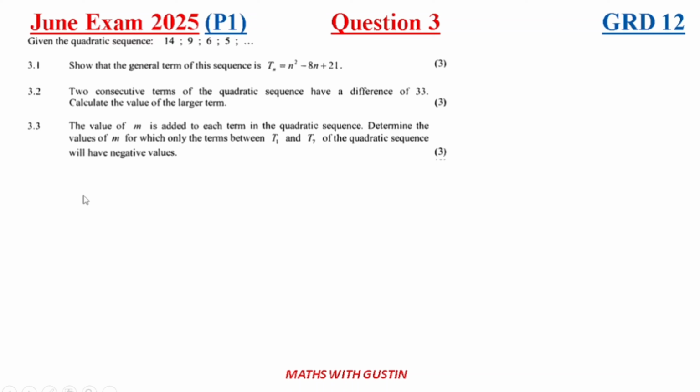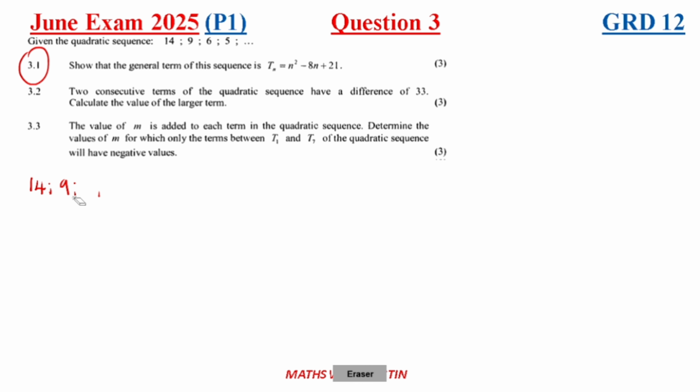Here we are with question 3. Given the quadratic sequence 14, 9, 6 and 5. Now the question 3.1, they said we need to show that the general term for this sequence is given by t n is equals to n squared minus 8n plus 21. Right, so I always like it when they tell us if it's quadratic or geometric or what so forth.